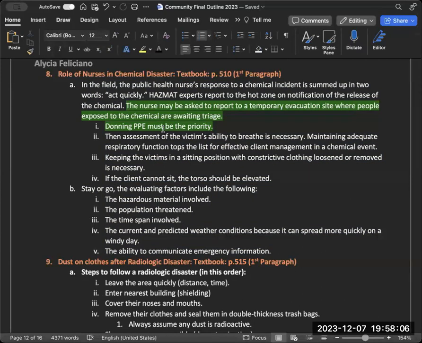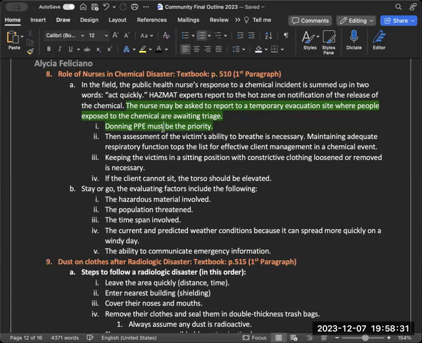Now, the green thing I highlighted is the priority here. The nurse may be asked to report to a temporary evacuation site where people exposed to the chemical are awaiting triage. Before we can go get these people to their evacuation sites in a chemical disaster, we must don PPE first. We need to put on protective equipment for ourselves. That is our priority. Then we can do everything else.